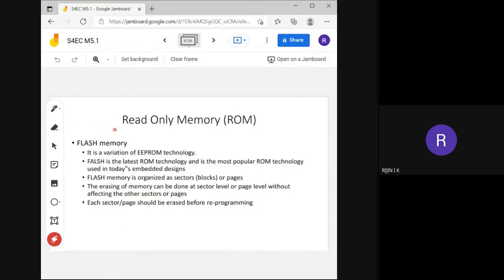Then the last read-only memory is flash memory. Actually, flash memory is a variant of EEPROM technology. It is the latest ROM technology and the most popular ROM technology used nowadays in embedded design. Here the flash memories are organized as sectors or pages. That means contents are stored in these sectors, and also the erasing of memory can be done at a sector level.